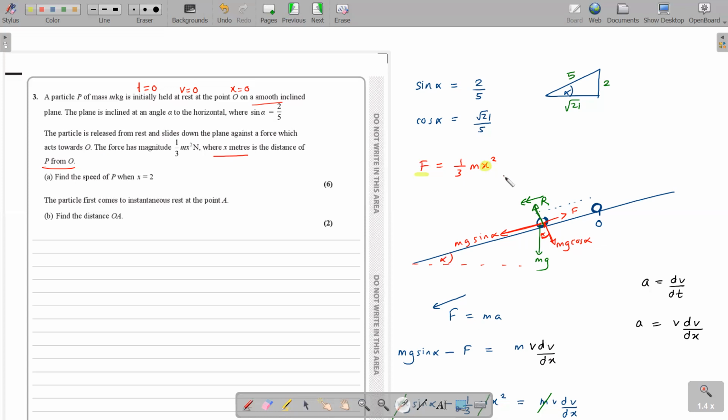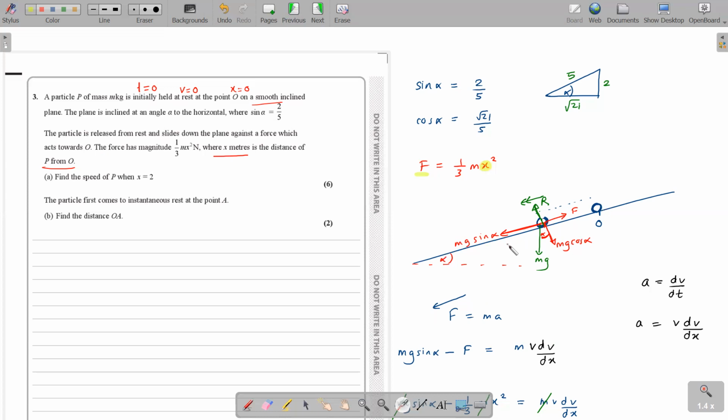Then you need to recall that we used different equations for acceleration in each situation. If the force is a function of time, we used the acceleration as dv by dt. But if it is a function of displacement, you use acceleration as v dv by dx. I think there was another expression in the book as well, so you can go with any one. So you can see what I've done here. I'm going to use F equals ma, down the plane, because the particle is on its way down along the plane.